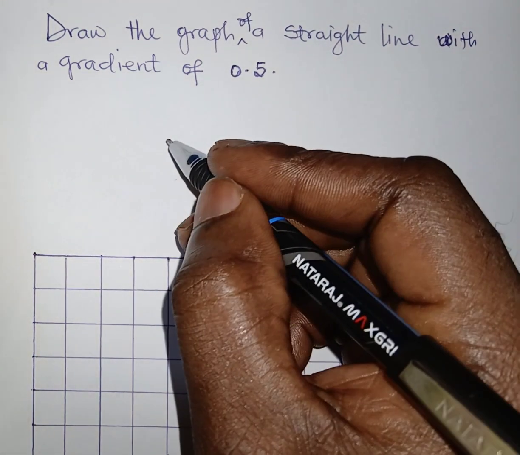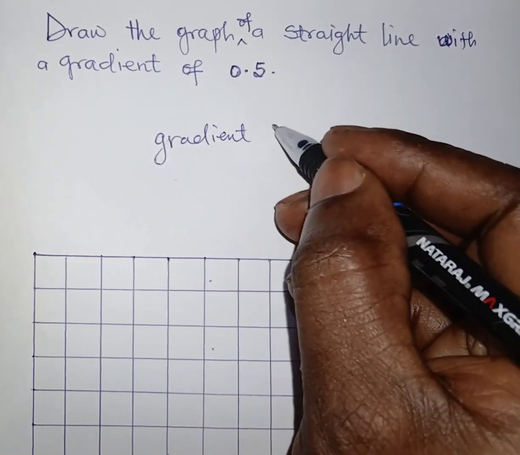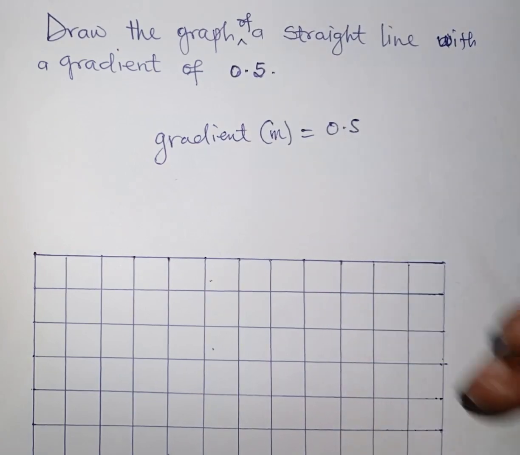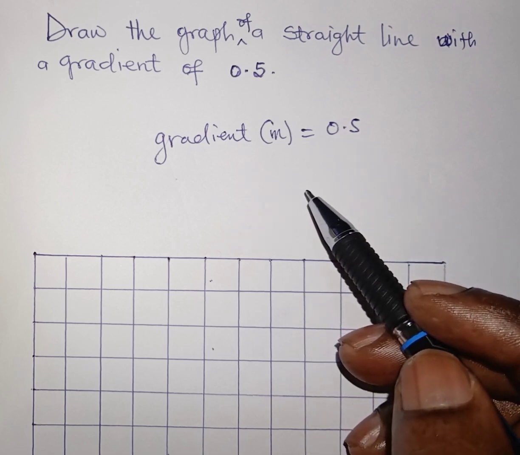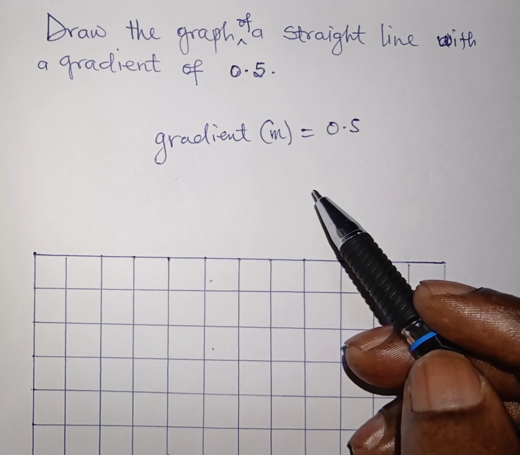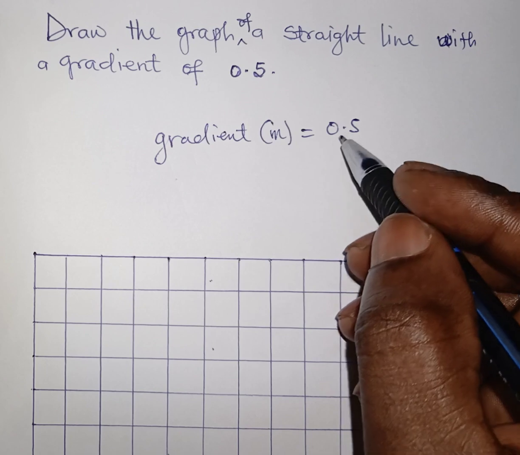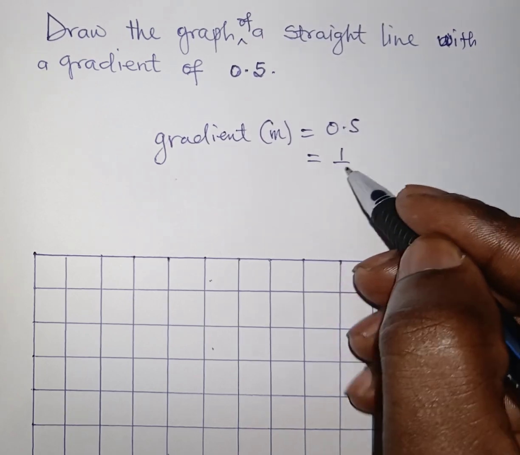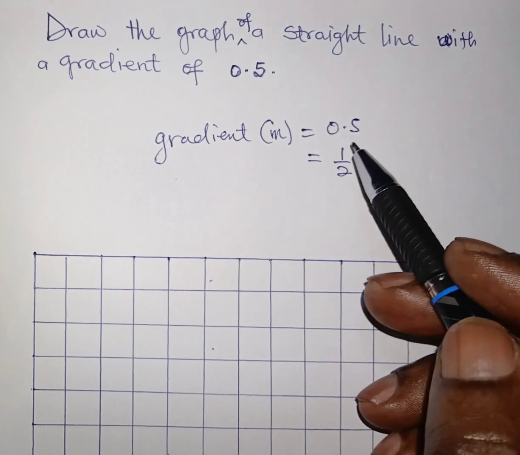Okay, so we know that this is our gradient m, which is given to us as 0.5. As I said before, when you draw the gradient, always ensure that you get a fraction so that the interpretation will be okay. So 0.5 is giving us 1 over 2, that's half. Half is the same as 0.5.